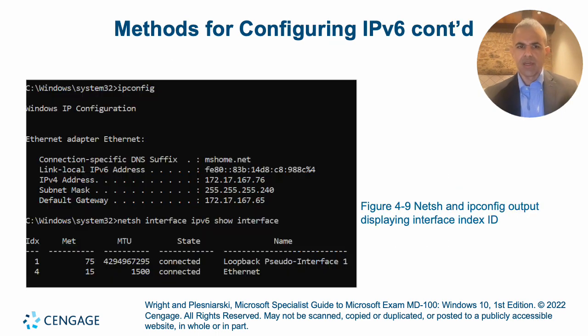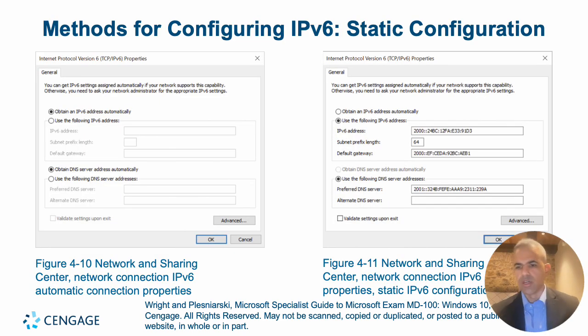To configure an IPv6 address, we can also use netsh and ipconfig to show you how it's currently configured, and then we can go into the GUI, the graphical user interface, through either network settings or Control Panel in order to be able to configure the specific address.